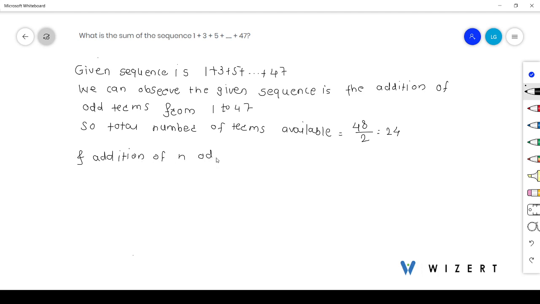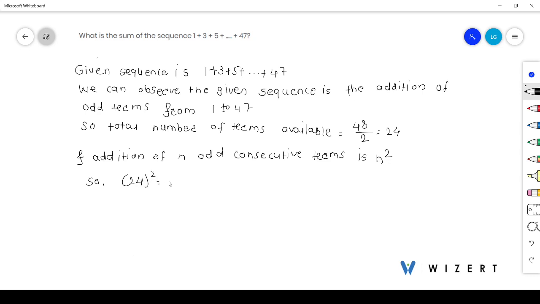addition of n odd consecutive terms is n square. So, here n is 24.